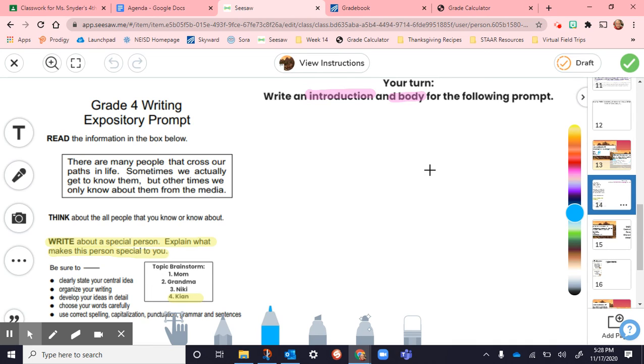So I really just wanted to see where everybody is at. So moving forward, I can see, okay, do we need to work on transitions, or do we need to work on expanding those details and ideas? Do we need to have more evidence and things like that? So I really just wanted to see where we're at.